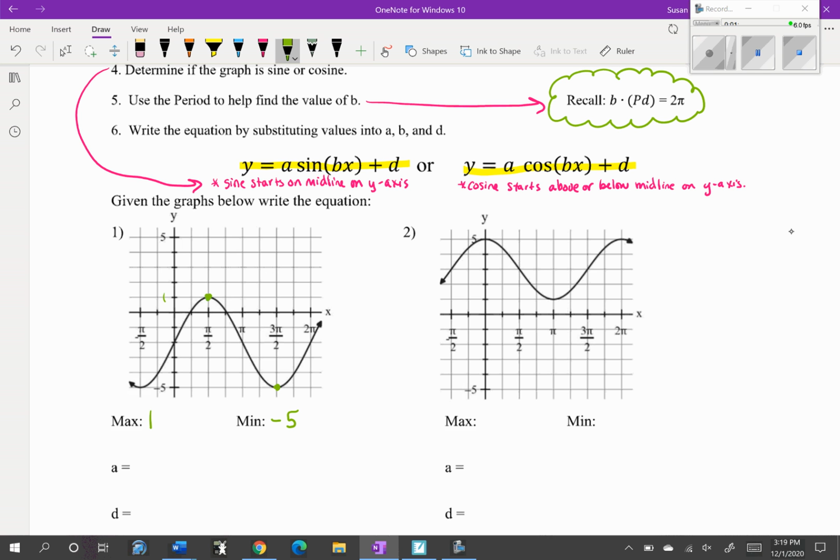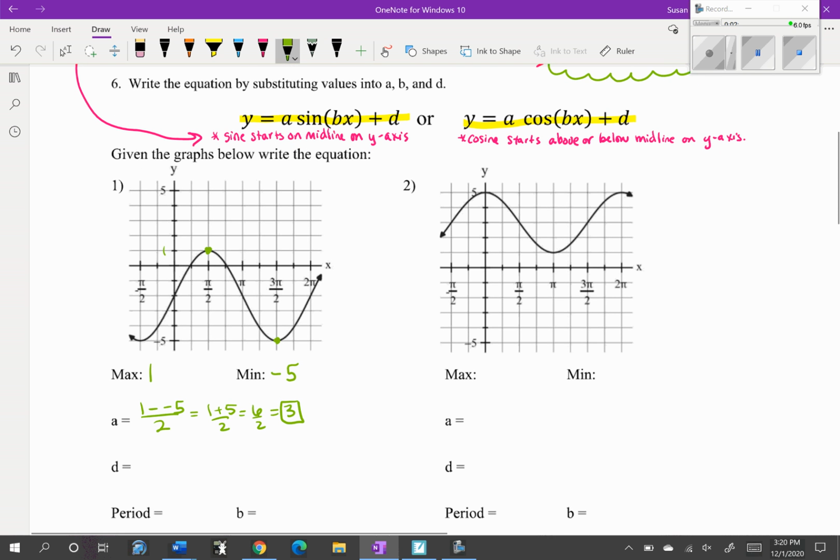So if I want to find the amplitude, it's the maximum minus the minimum divided by 2. So that gives us 1 plus 5 divided by 2. So 6 over 2 means we have an amplitude of 3. Now that I know the amplitude is 3, I can find the midline, which is the maximum plus the minimum divided by 2, because midline is in the middle, so think the average. So that gives us -4 over 2, which gives us -2.